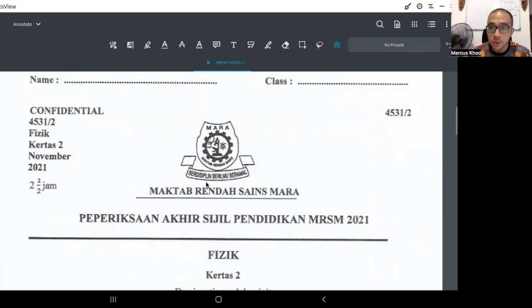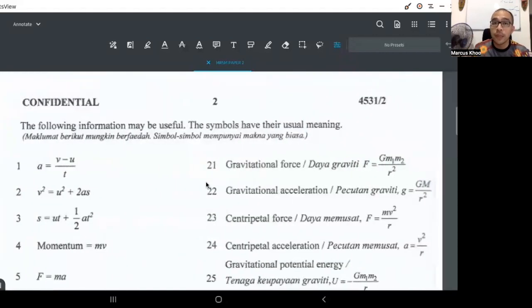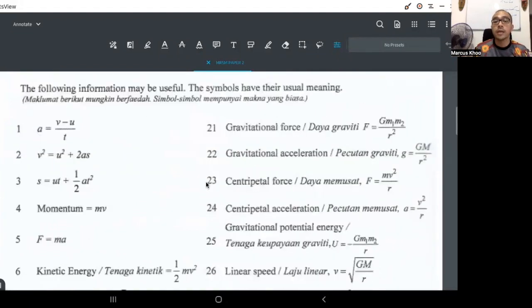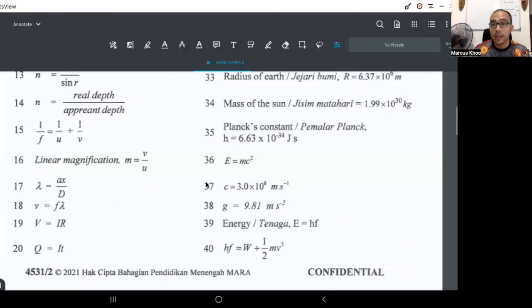But what I want you to notice, firstly, kalau kamu bandingkan all the papers that we have, is that the formula list is different for different papers. Okay, in the MRSM paper, they give more formulas lah. But that doesn't mean that this is the formula list that akan diguna pakai untuk setiap lesson. So in this one, there's 40.